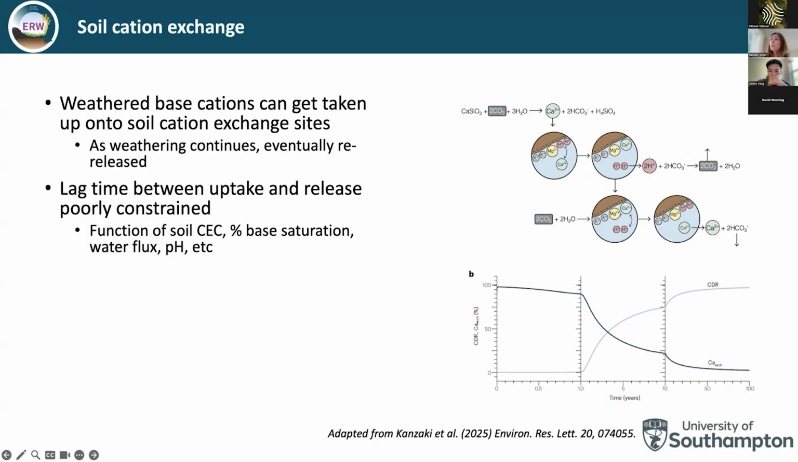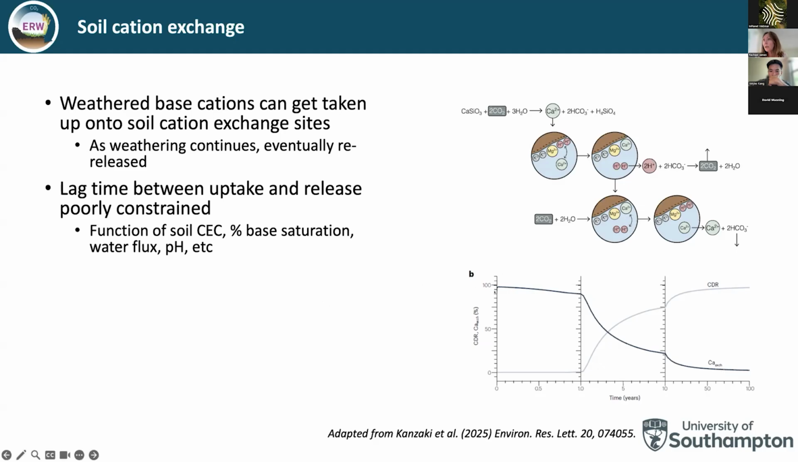But ultimately, over time, the calcium ions will come back off again and re-react with the CO2 and generate alkalinity. So what this essentially does is generate a time lag. Question is, what is that time lag? And that's really poorly constrained at the moment. It's going to be a function of soil cation exchange capacity, the percent base saturation, water flux, pH, and those sorts of parameters.